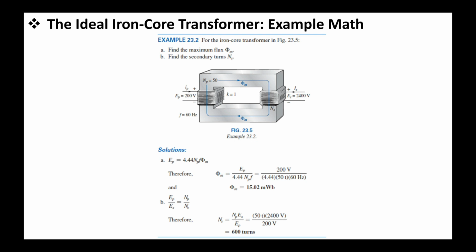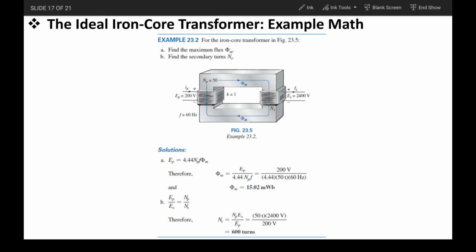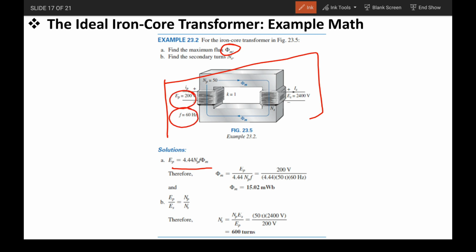Now if we focus on a short math here, let's say some values are given again and you are asked to calculate the phi m, that means the mutual flux. So we already know the formula, EP equal to 4.44 NP phi FM. So EP is already given, 200 volt, frequency is given, NP is given. So if we put all those values, then we will definitely get the shared flux or mutual flux.